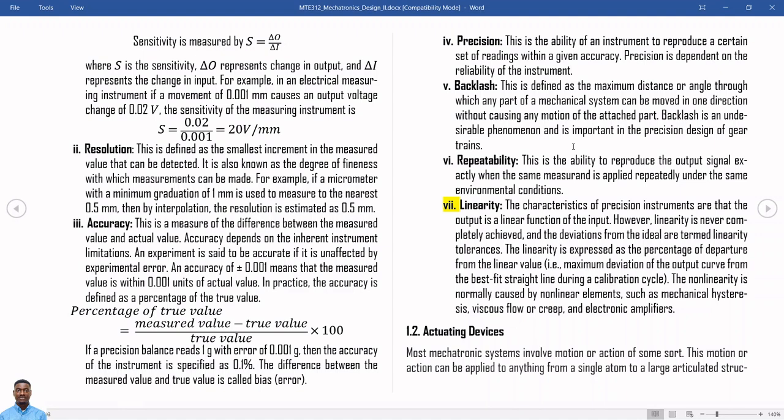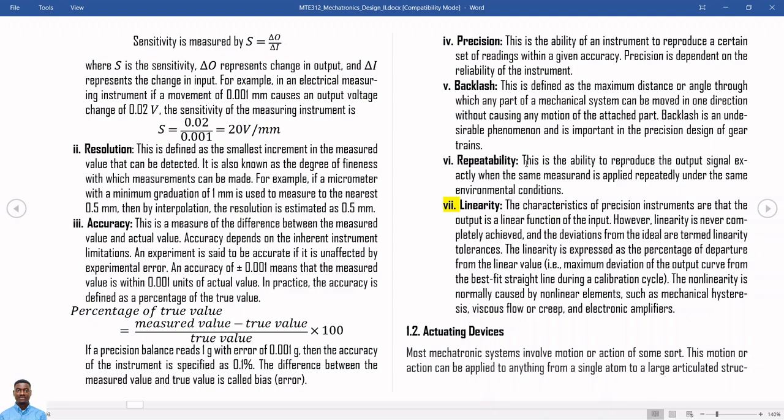Of gear trains, because you don't want backlash at all, because backlash are movements that go on unregistered. So even when you have it in a mechanical instrumentation system, there are movements that will occur and the sensing elements will not detect such movement. So you don't want any backlash in your mechanical instrumentation system.